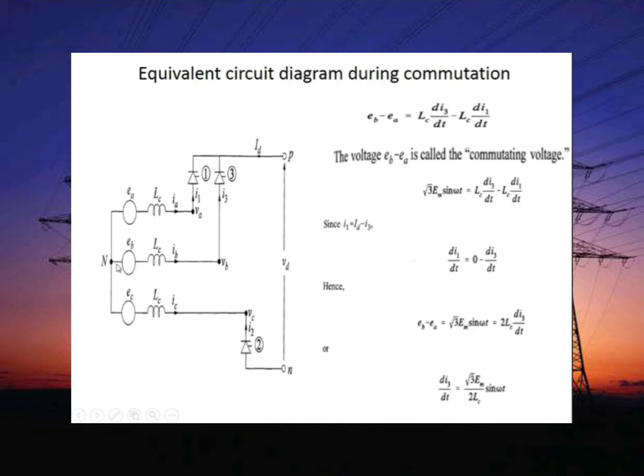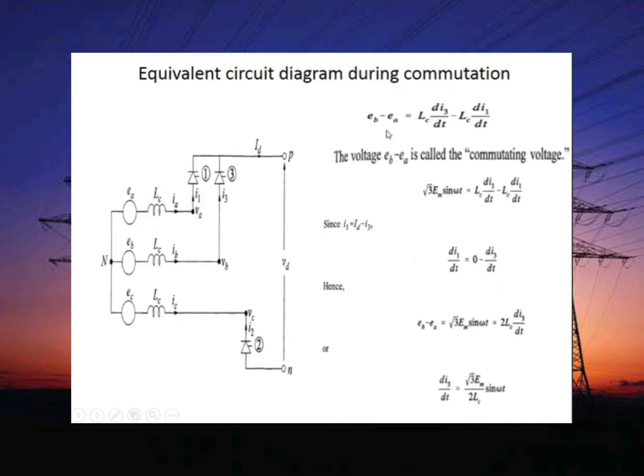the loop of valve 1 and 3, we have EB minus EA is equal to LC di3 by dt minus LC di1 by dt. Here I3 is the current flowing through valve 3 and I1 is flowing through valve 1. Why is it negative? When we take this direction, valve 1 is on the opposite side, and therefore we take a negative sign. The voltage EB minus EA, called EBA, is the commutation voltage. And as you know, EBA is equal to root 3 Em sine omega t.